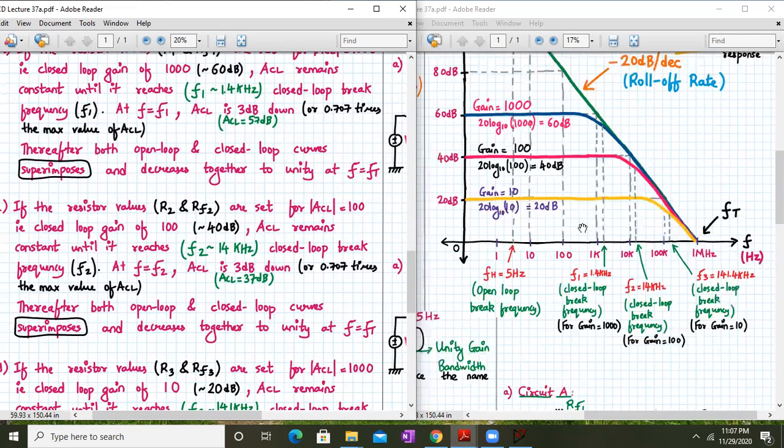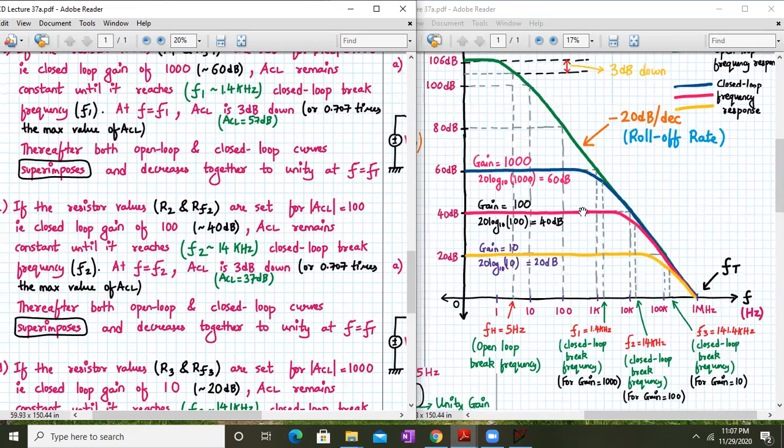So let us go back to the circuit. This is marked in pink color. The closed loop gain will remain constant until it reaches your closed loop break frequency f2, which is 14 kilohertz. At signal frequency f equal to f2, the closed loop gain will be 3 dB down. So maybe at around 37 dB, you will measure this value of f2, the closed loop break frequency.